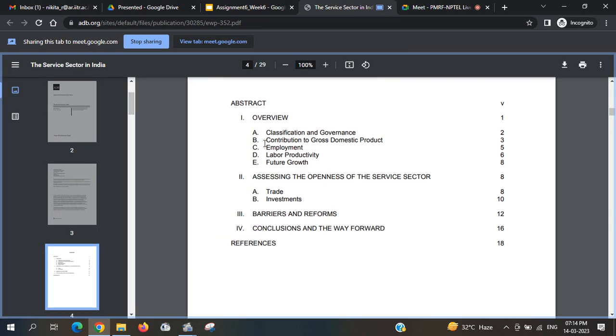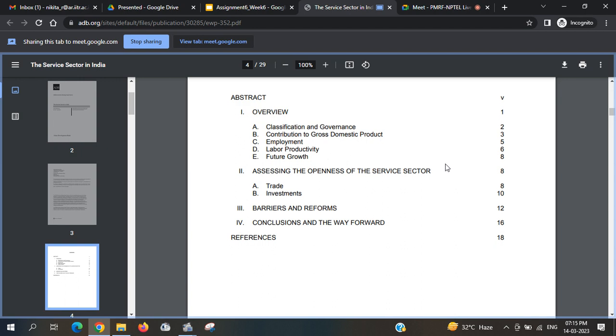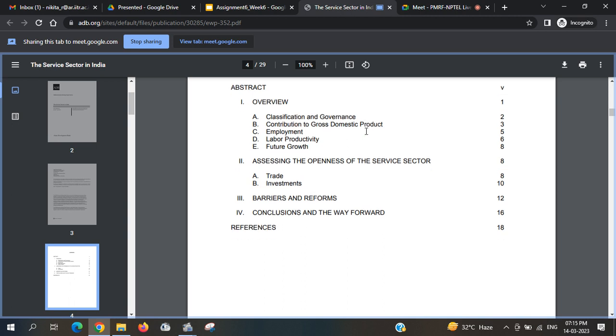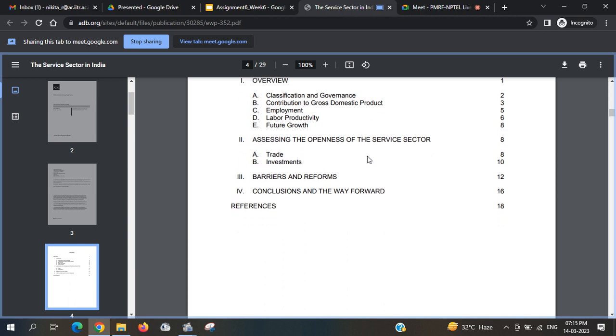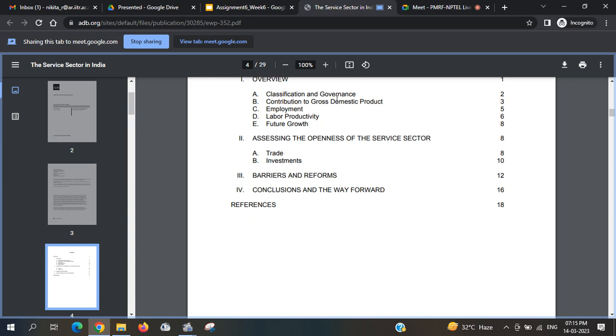So for example, this gives an overview. So the classification of governance, how governance surrounding the industrialization and economy in India is structured. Then contribution to the gross domestic product from different sectors. Then even details about employment and labor productivity and future growth of different sectors.